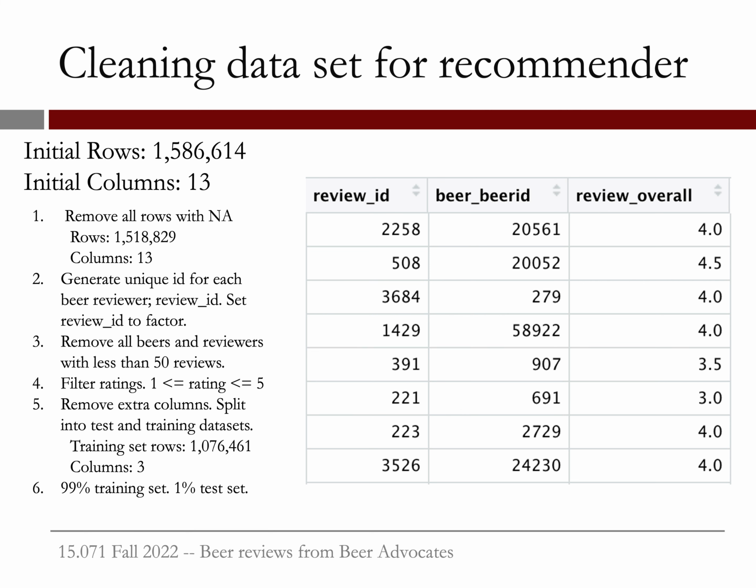We then removed all beers and reviewers with less than 50 reviews. We found it was quite difficult to recommend a beer to a specific person if they'd only reviewed 1 or 2 beers. Finally, we set the ratings from 1 to 5. So any rating that was above a 5 or less than a 1, that specific row was dropped from the dataset. Then we removed the extra columns and split into the test and training data sets. You can see the sample over here on the right. The training set had around 1 million reviews, and we did a 99% split as you saw in class.